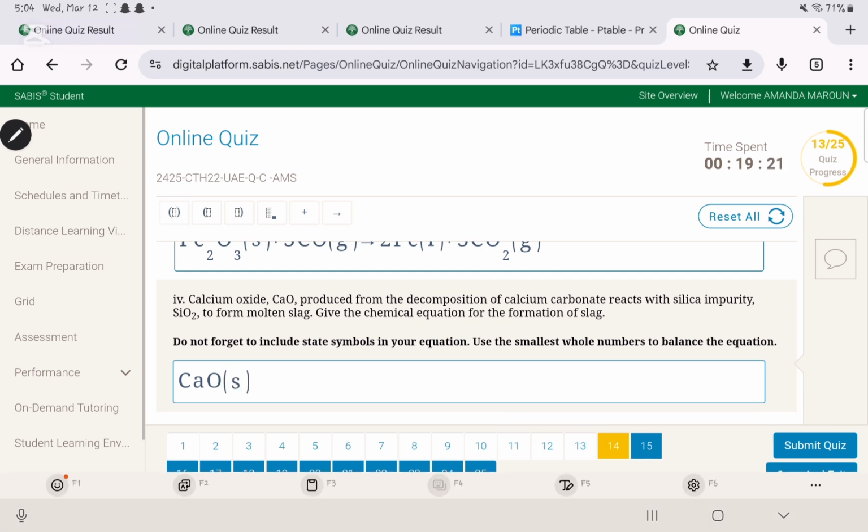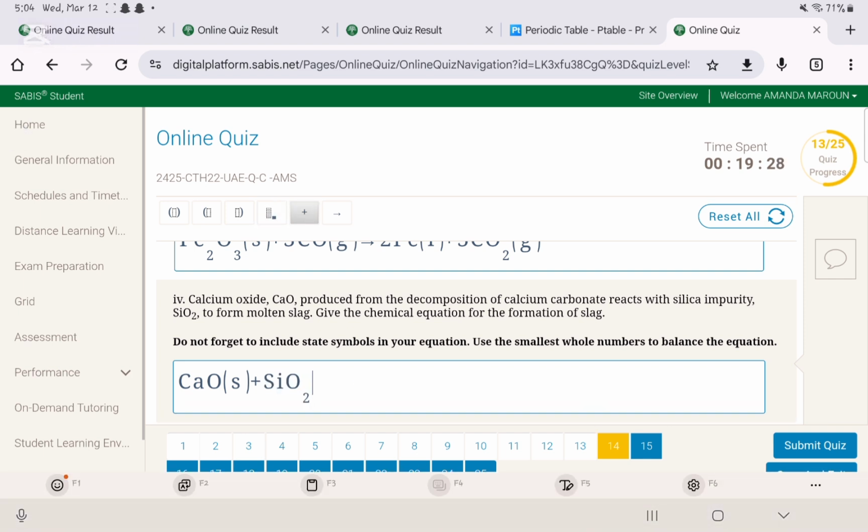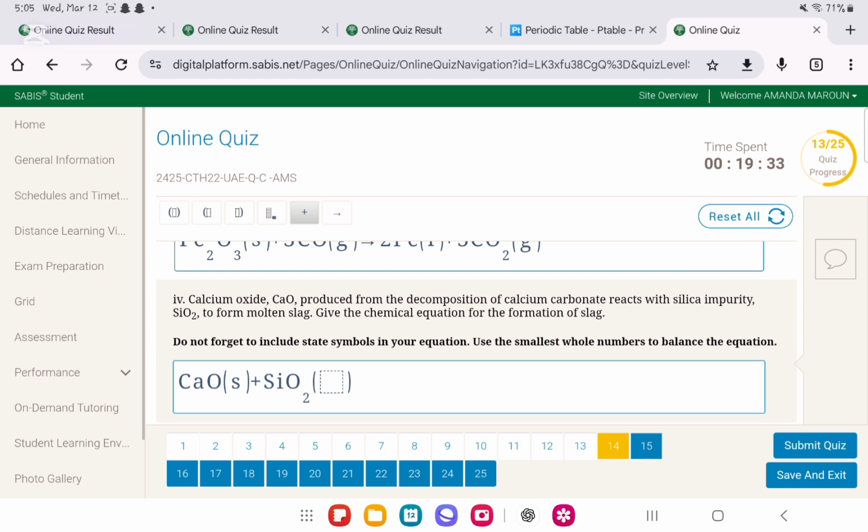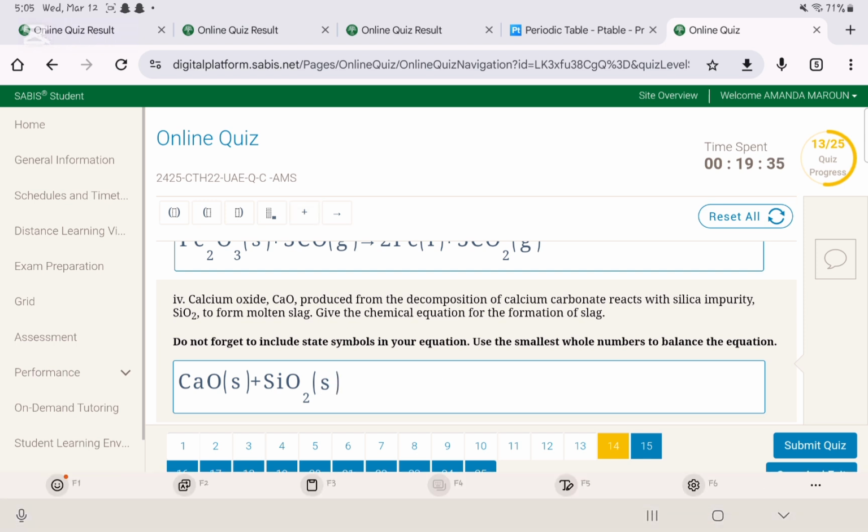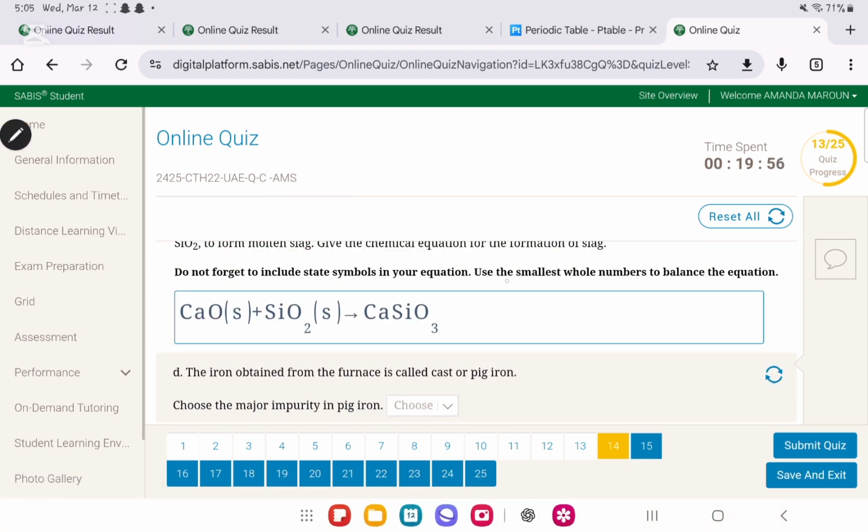It is going to react with SiO2, which is also a solid. And it's going to form what? It is going to form slag. And you should memorize that the equation of slag, it is calcium silicon trioxide, CaSiO3. And of course, don't forget to put that it is a liquid, because slag is a liquid.